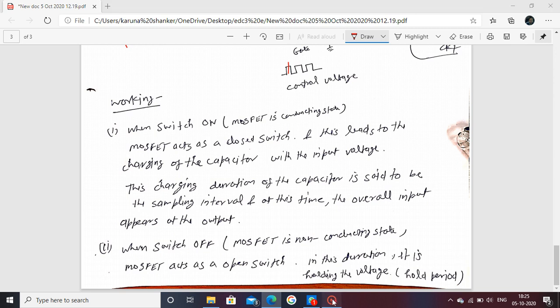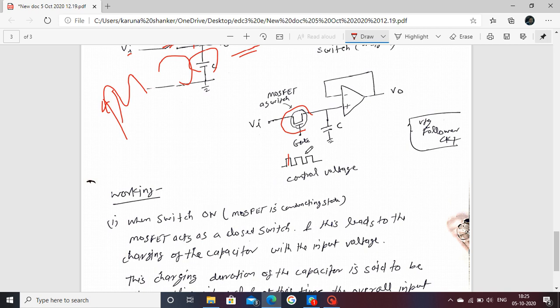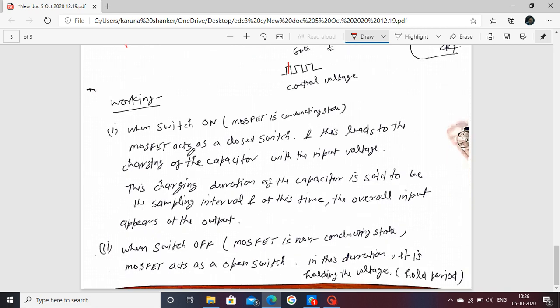This is the working operation of the sample and hold circuit. These are written here, whatever I explained. Switch one is on and the next switch is off.